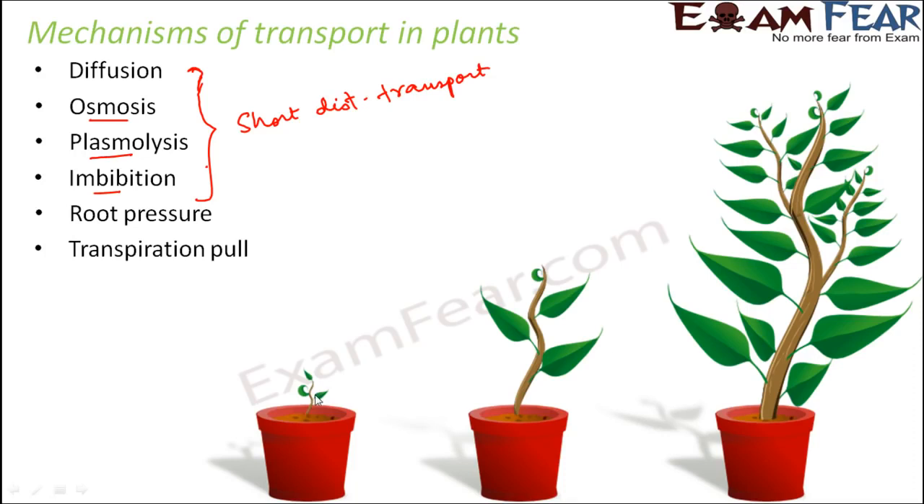For example, if the plant is this short, you just need to send the water only up to this much height, right? But as the plant grows, you actually need to transport it over a longer distance. So when this plant becomes a huge tree, you again need to transport it over a very, very long distance. So these two mechanisms, root pressure and transpiration pull, they primarily help in long distance transport. However, these mechanisms of diffusion play an important role even in huge plants.